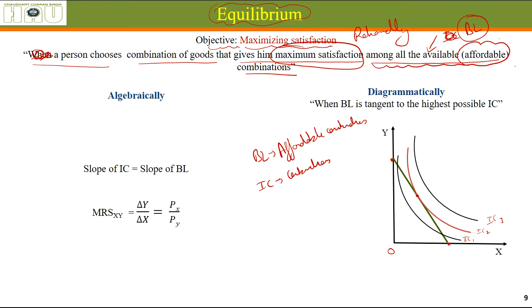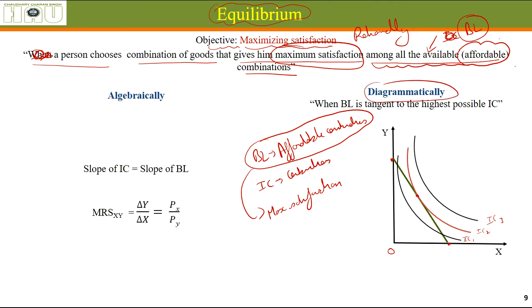So how is he going to spend? He is going to buy that affordable combination which gives him maximum satisfaction. Okay, so how is it going to happen? Let's see diagrammatically. It can be known when the budget line is tangent to the farthest or highest possible indifference curve. Alright, with this budget we can buy combinations A, B and C. So in this case, which are we going to buy? We are going to buy B.